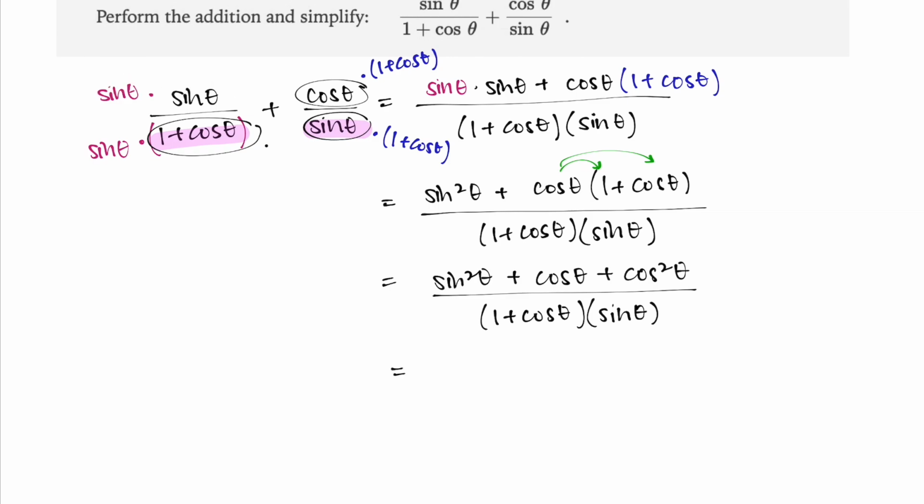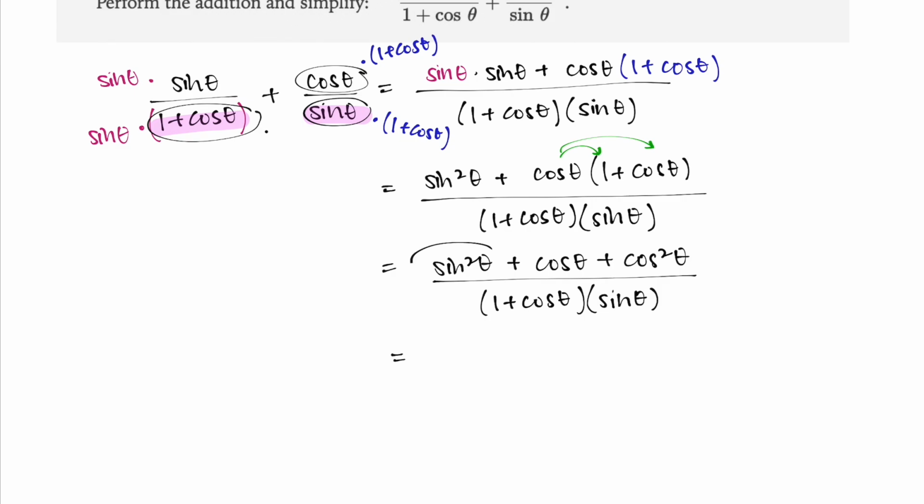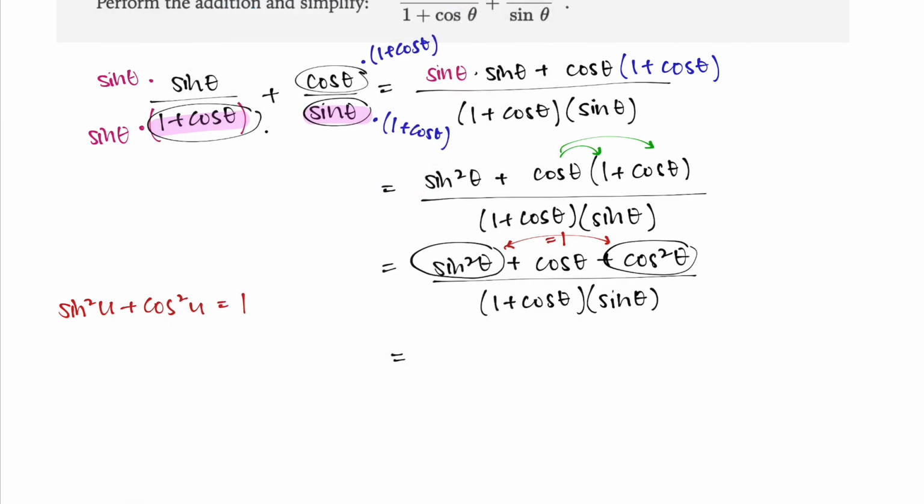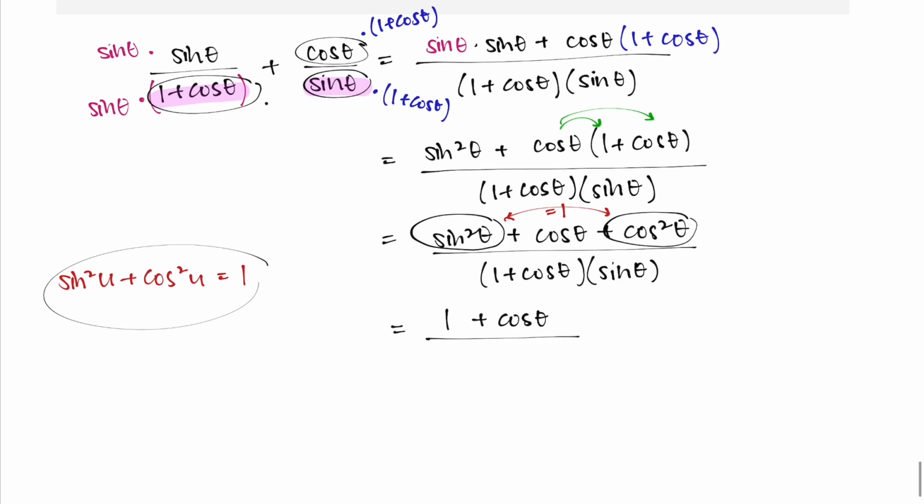So now let's continue looking. Notice that we have a sine squared theta here and a cosine squared theta here. And if we recall the Pythagorean identity, sine squared u plus cosine squared u, where u could be anything, is equal to 1. So these are going to be combining into 1. So the next step that we'll do here is write down 1 plus cosine theta, where this 1 came from combining these two together and using the Pythagorean identity. So 1 plus cosine theta is now our new numerator.